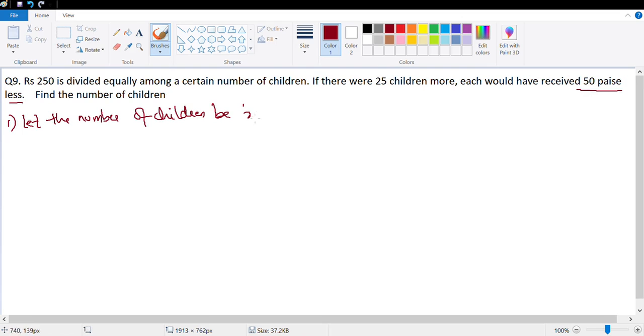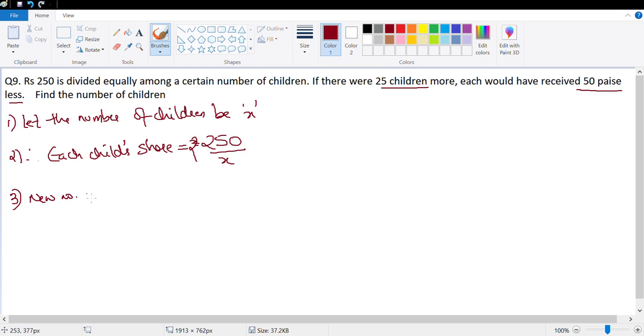be x. Therefore, each child's share would be the total money, which is 250, upon the total number of children, which is x, and this is in rupees. So rupees 250 upon x is what each child would get. Now next case, say if there were 25 children more. So new number of children is equal to x plus 25, because we have 25 people more.